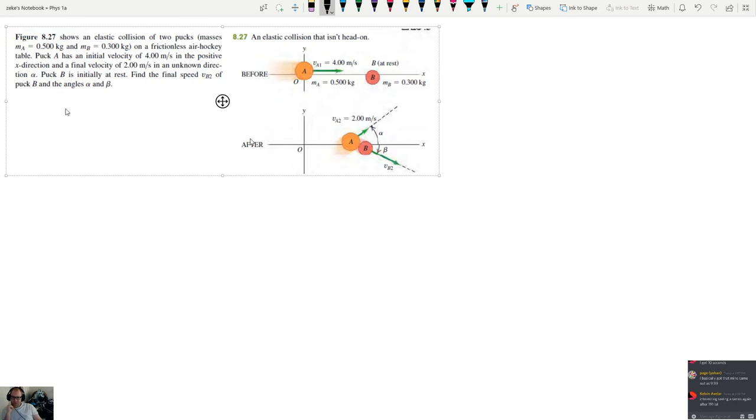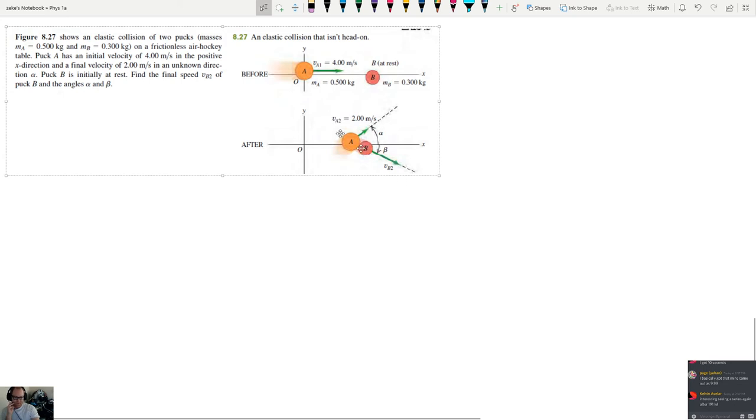So it says, figure 8.27 shows, this is from University Physics, this is from your textbook. It shows an elastic collision of two pucks, masses MA of 0.5 kilograms and MB of 0.3 kilograms on a frictionless air hockey table. Puck A has an initial velocity of 4 meters per second in the positive x direction, as shown right here. Puck B is at rest. Find the speed VB2 of puck B and the angles alpha and beta.